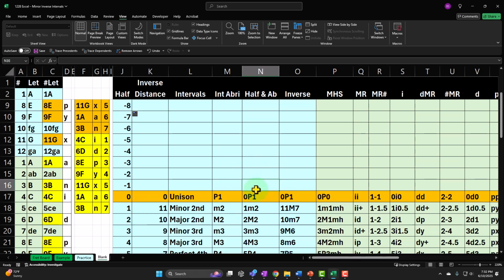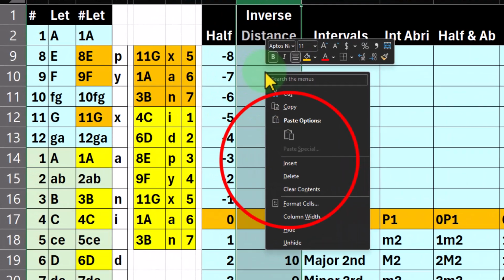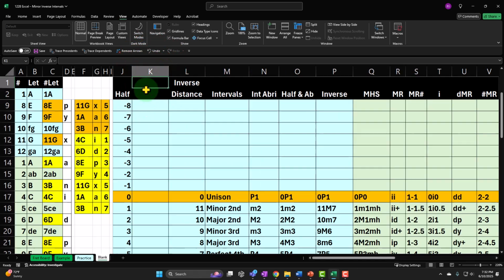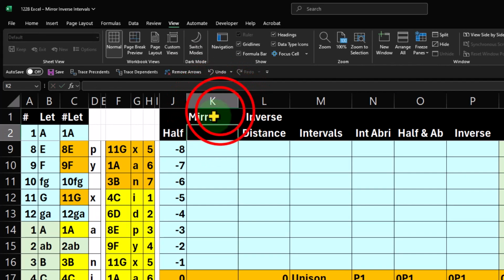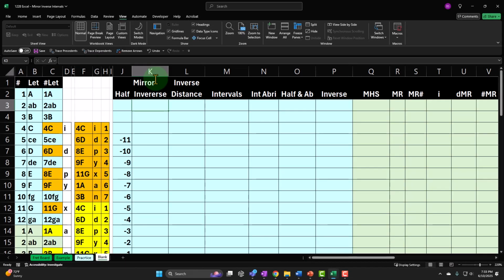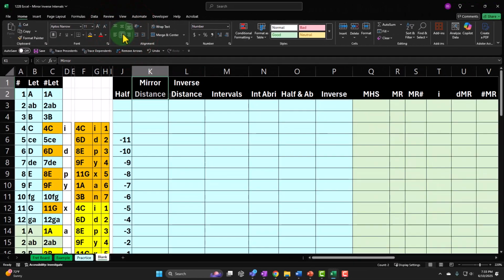All right, so now we have the half steps, and then I'm going to call this the mirror inverse. So I'm going to add another column, selecting column K, right click and insert. I'm going to make this a little wider. This is going to be the mirror inverse. Well, let's just call it the mirror distance for now. I'm going to make this centered. Okay, and then we've got the interval.